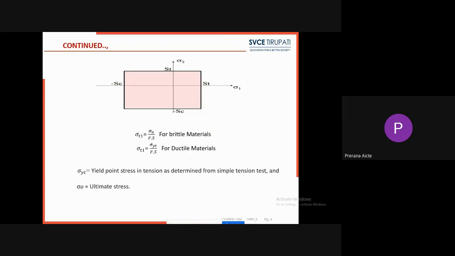Okay, na? So before that, the sigma T1, that is the maximum principal stress. If you're going to calculate it for brittle material, the formula is ultimate stress by factor of safety. Indeed, sigma T1 is equal to sigma U, that is ultimate stress, by factor of safety.